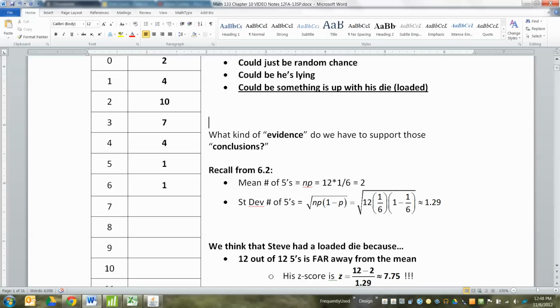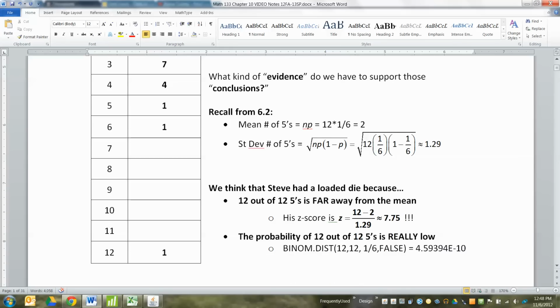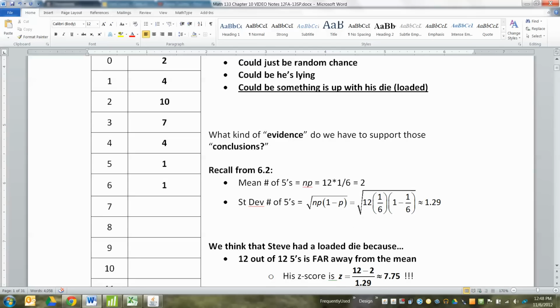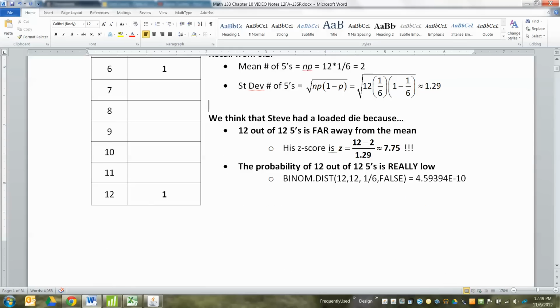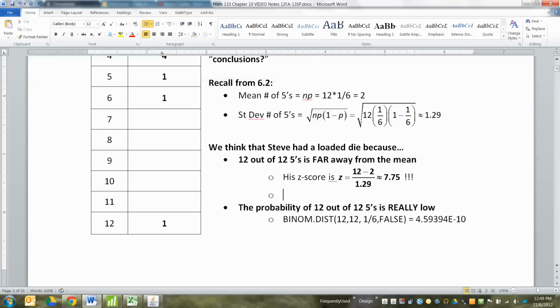Now, what kind of evidence do we have? And this is the big key. So remember from section 6.2 that this is binomial, right? Where n is 12, you're rolling 12 times, and the probability of a 5 is 1/6. So n times p, which is the mean number of 5s you expect, should be 12 times 1/6, which is 2. And the standard deviation, the formula for that is the square root of n times p times 1 minus p, which turns out to be about 1.29. Okay, so we think Steve has a loaded die for 2 reasons. One, he is far away from the mean. His z-score is 7.75, which we learned way back in chapter 3 is very unusually high.